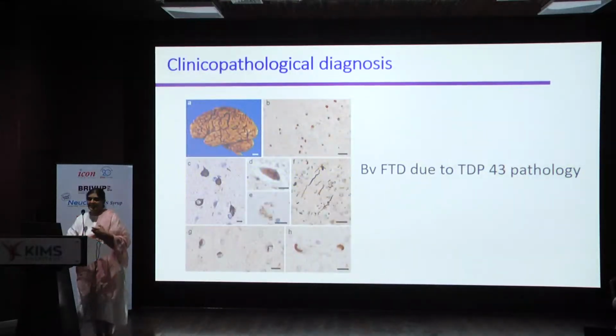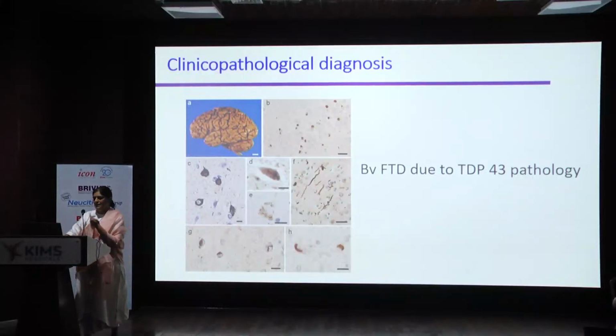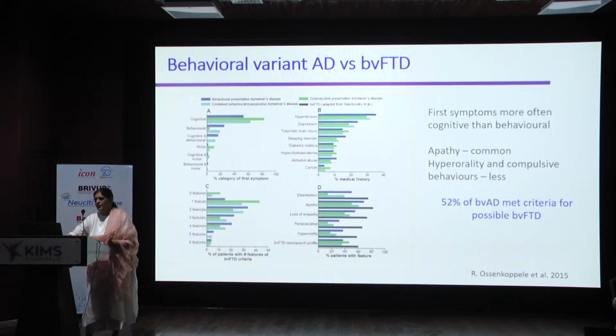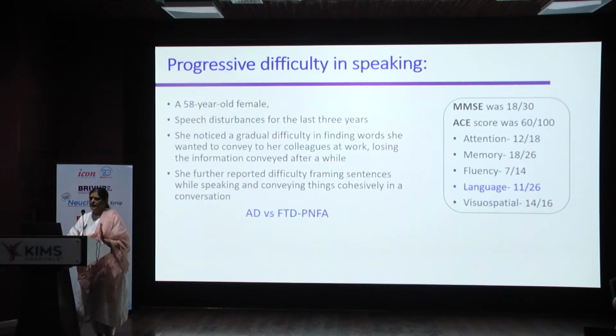Then recently we had a CPC and Dr. Anita Mahadevan cut the brain. This is not that patient's picture. We have not yet got the pictures. It showed TDP-43. So now clinical examination has become even more important than before. There are some differences between behavioral variant with AD and behavioral variant with FTD, and how do you differentiate between them.